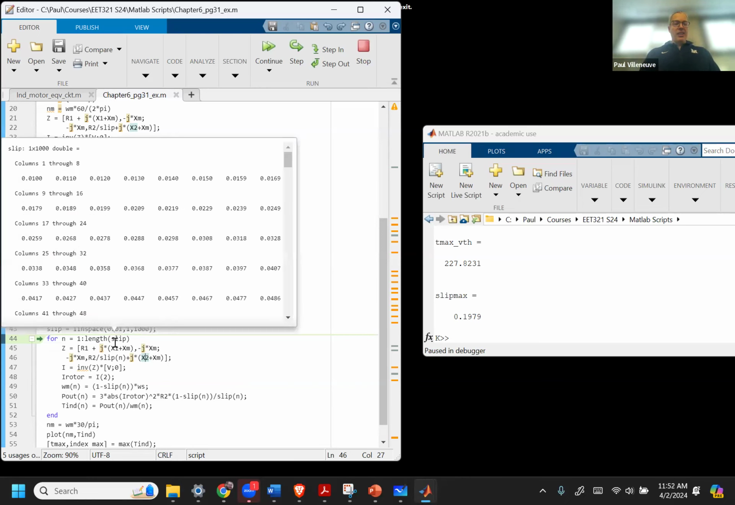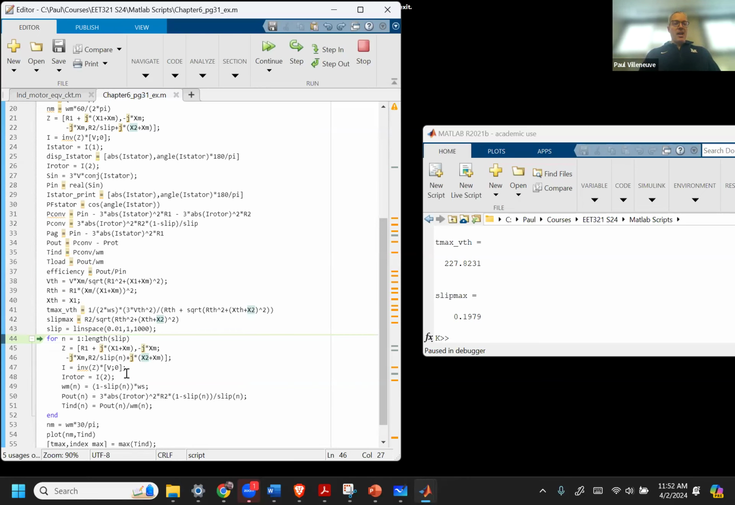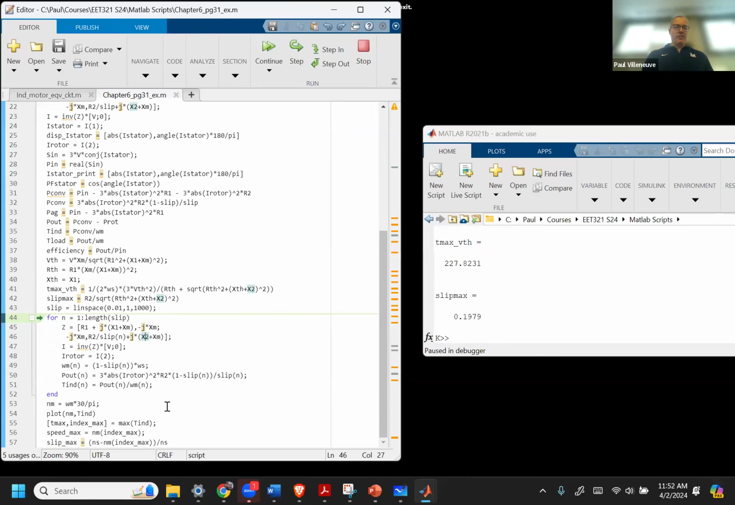And then I just calculate Z. I solve for and pull out my rotor current. Then I calculate omega sub m because that's going to change based on the slip. And then my output power is I squared from the rotor circuit times R2 times (1 minus S) over S. And then I calculate the torque. So now I'm going to go ahead and plot that. So let's continue.